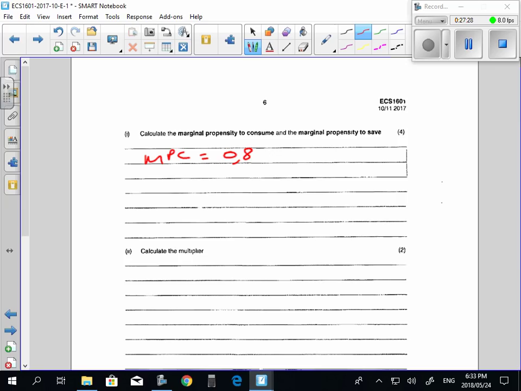Now, how do we calculate our marginal propensity to save? MPC plus MPS is equal to 1. And we know that our MPC is 0.8 plus our MPS is equal to 1. Therefore, MPS is 1 minus 0.8, which means that our MPS is equal to 0.2.